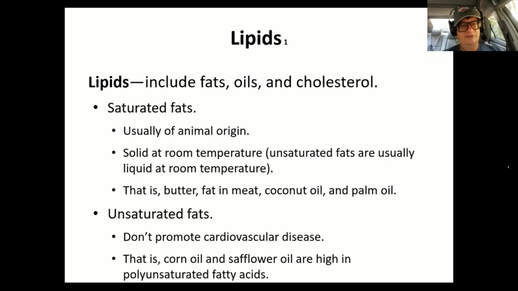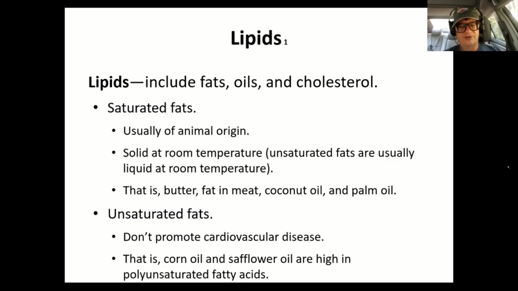Now let's talk about fats. So we've got lipids, fats, oils, cholesterol. Saturated fats are saturated with, which means full of, hydrogen. You've got all the hydrogen they can hold, and they tend to be solid at room temperature. Butter, meat fats, palm oil, coconut oil. So yeah, there are some plant sources. Unsaturated fats are better for your heart, but cis and trans, for instance, are bad.